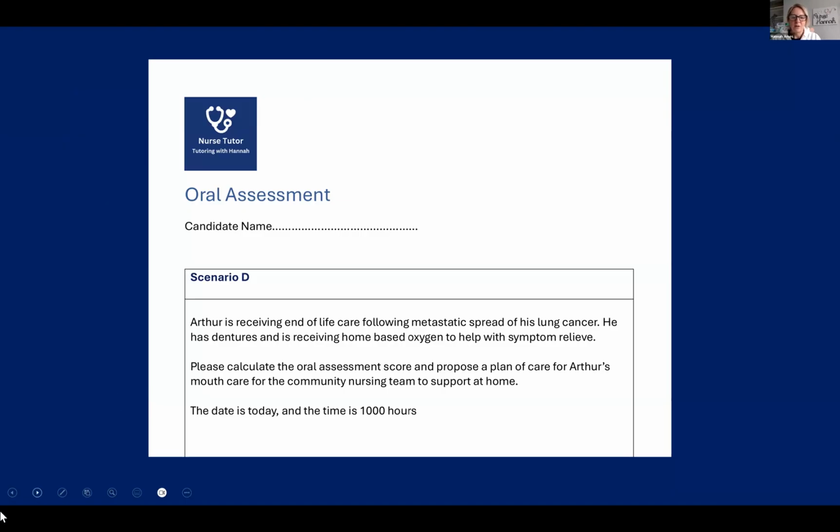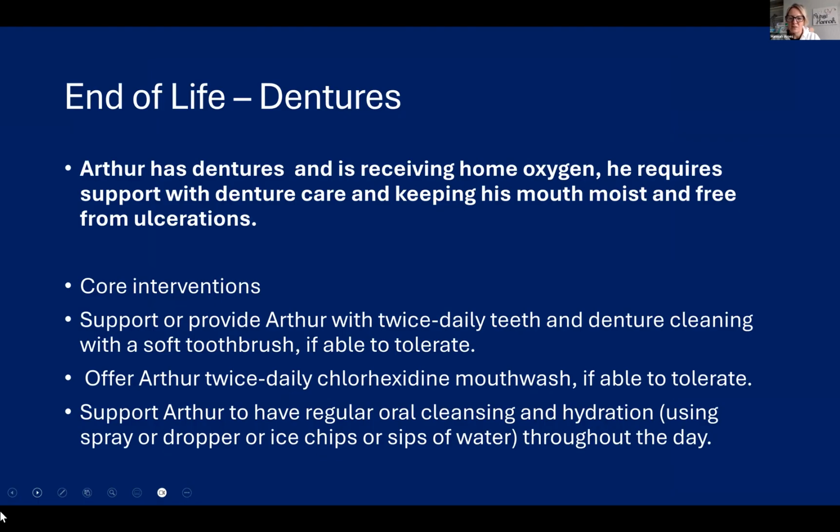So what are we going to do for Arthur? So what are the key things here? So Arthur's got dentures and he's receiving home oxygen. So he requires support with denture care, keeping his mouth moist and free from ulceration. So again, core interventions, support or provide Arthur with twice daily teeth cleaning, denture cleaning with soft toothbrush. So we're going to be cleaning dentures here, and also some soft cleaning of the gums. We are going to do chlorhexidine mouthwash if tolerated. We are going to support again with that hydration, so ice chips, sips of water, spray, artificial saliva as well.